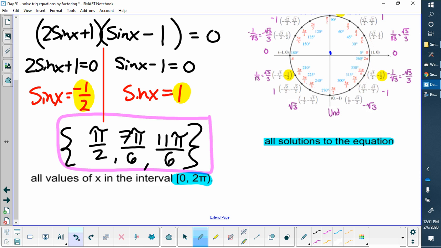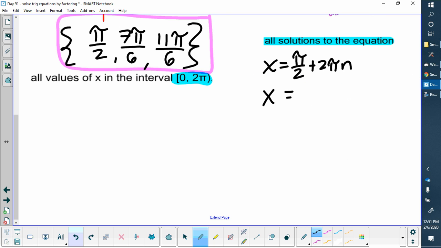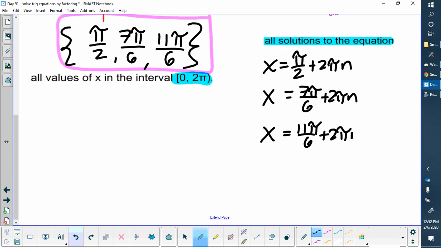The notation for that, again, I've got three answers this time. x equals pi over 2 plus 2 pi n. x equals, let's extend that up, 7 pi over 6 plus 2 pi n. And you remember 2 pi is 360 degrees, or one lap around this circle. x equals 11 pi over 6 plus 2 pi n. And again, n is an element of the integers.